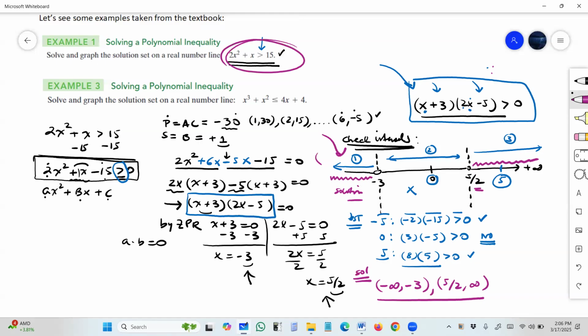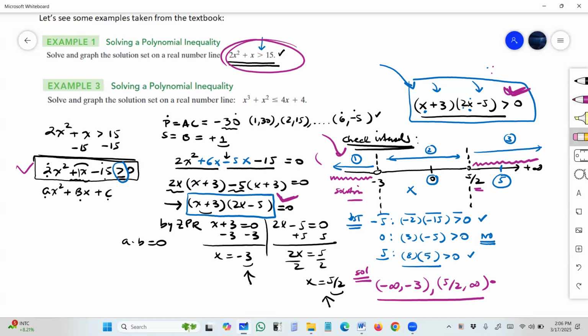Okay, so the three parts. First, you set it with the 0 on the right. Second, you fully factor the polynomial. And third, you check the factors in the intervals you have to write the final interval notation. All right, so this is the first problem.